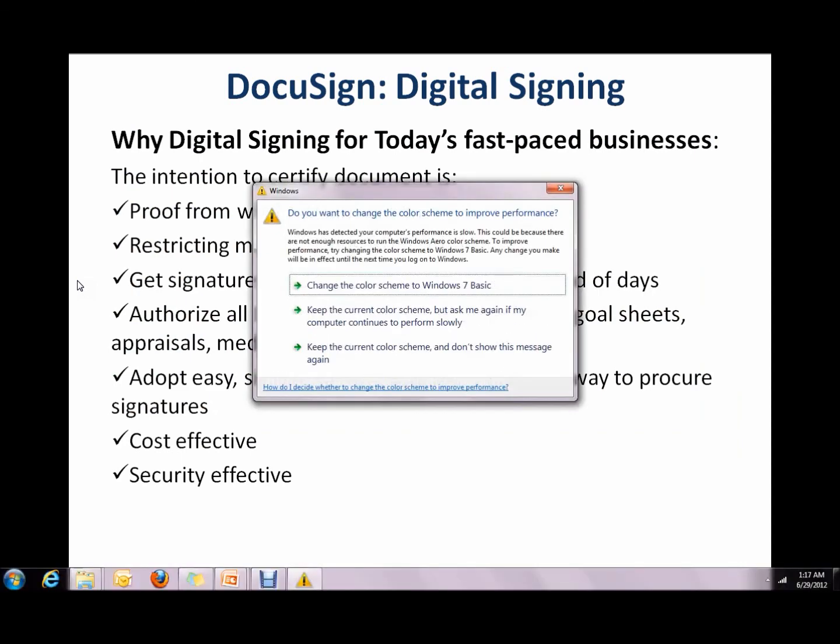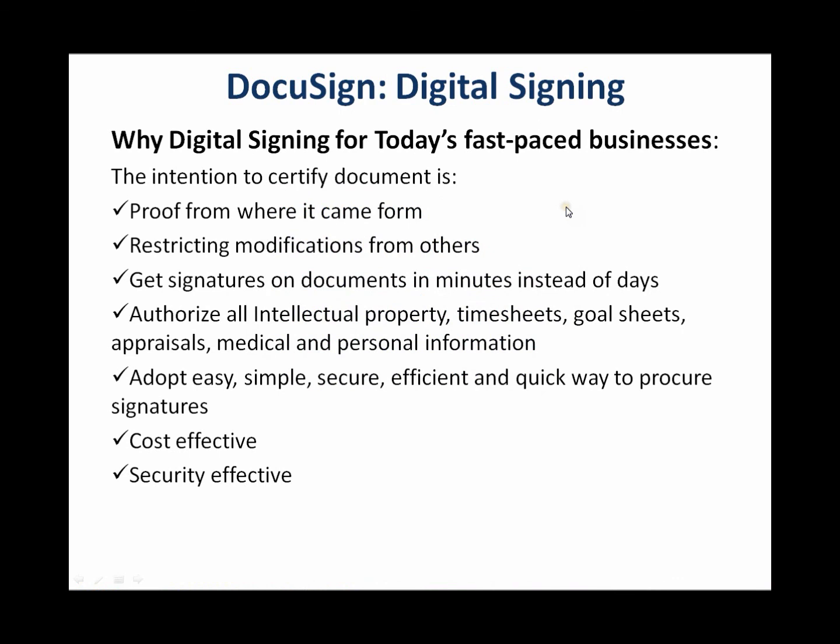Why digital signing for today's fast-paced businesses? The intention to certify a document is that it is approved from where it came, the originator of the document, and it also restricts modifications in the document transition. And get signatures on the documents in minutes instead of handwritten signatures and hard copies, which take days. With digital signing, we can quickly authorize many soft copy documents like intellectual property, timesheets, goal sheets, appraisals, medical and personal information.